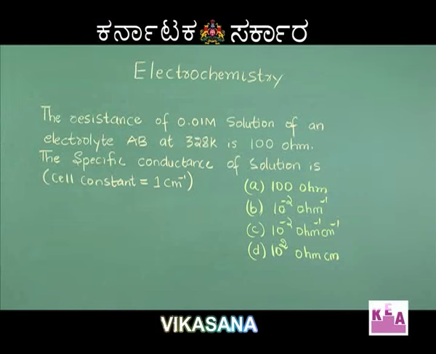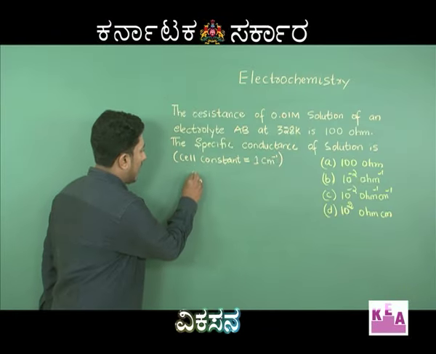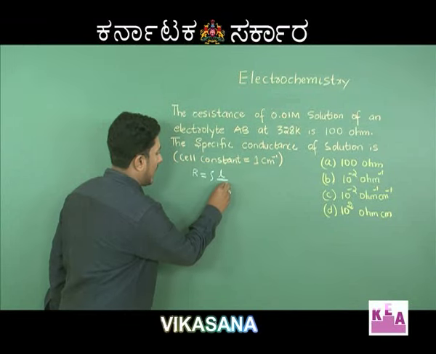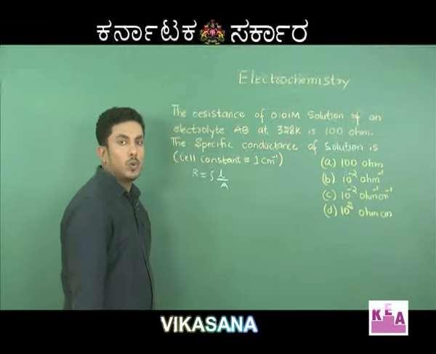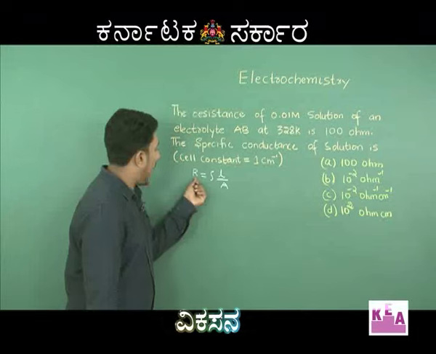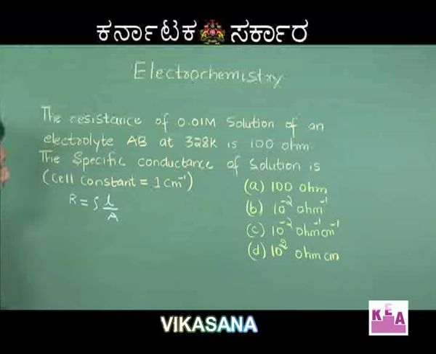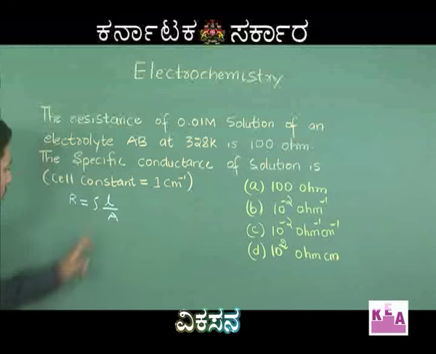The relation that relates resistance and specific conductance can be derived as follows. We know that resistance R is equal to rho L by A, where R is the resistance, rho is resistivity, L is the length and A is the area of cross section. For a given cell, L by A is constant and it is called as cell constant. The value of cell constant is given.